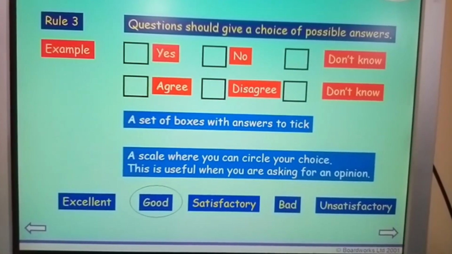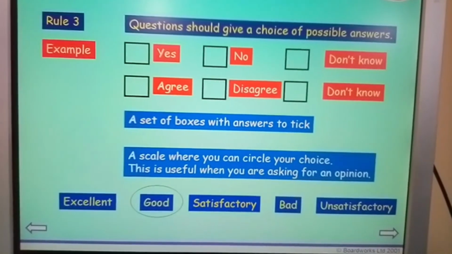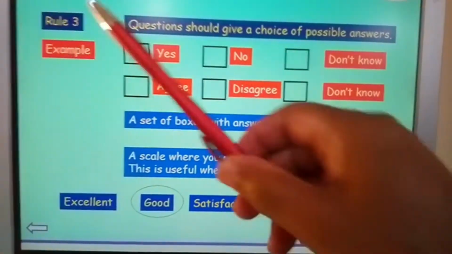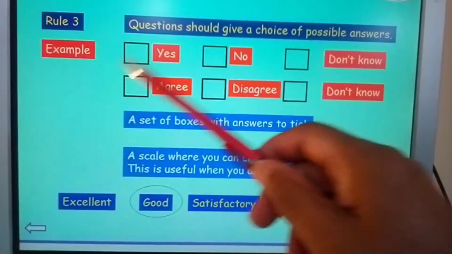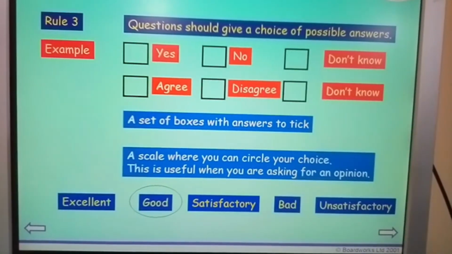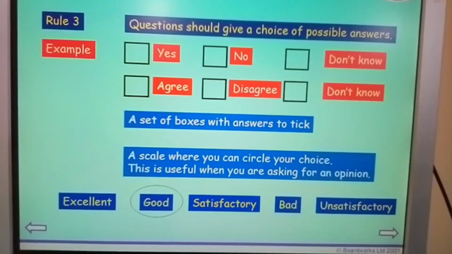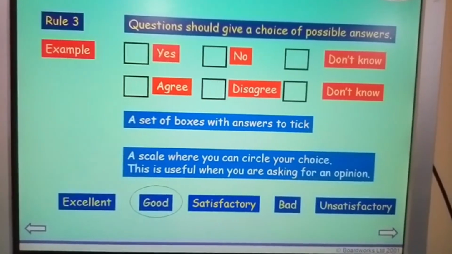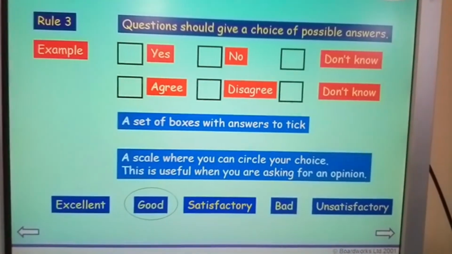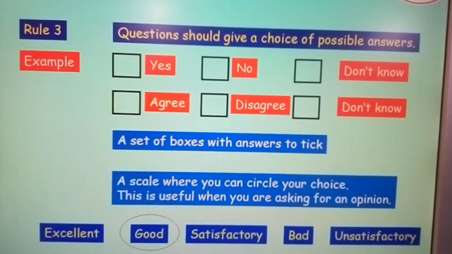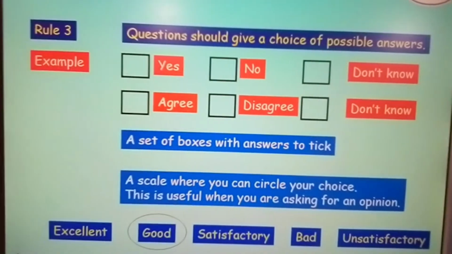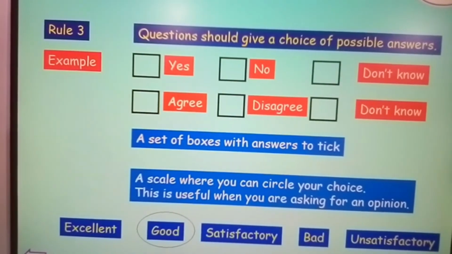Now, here we have again, still continuing with data collection. Rule 3. Questions should give a choice of possible answers. Example. Yes, no, don't know, agree, disagree, don't know, etc. A set of boxes with answers to tick, okay? And that would be the best way to obtain data that you can actually use in respect of your collection.